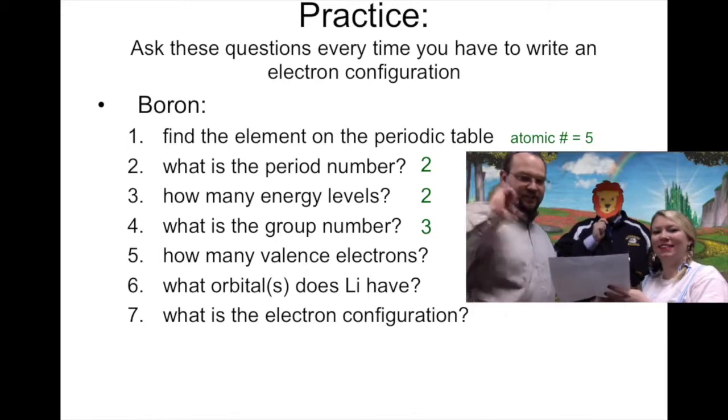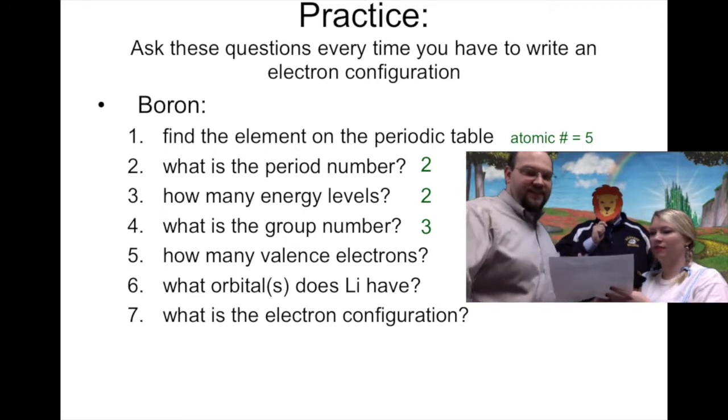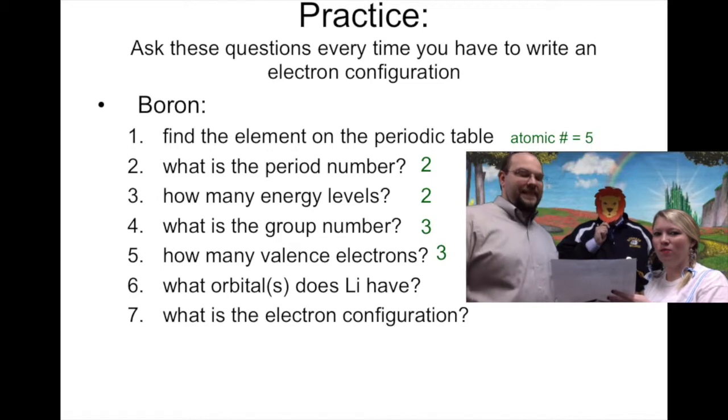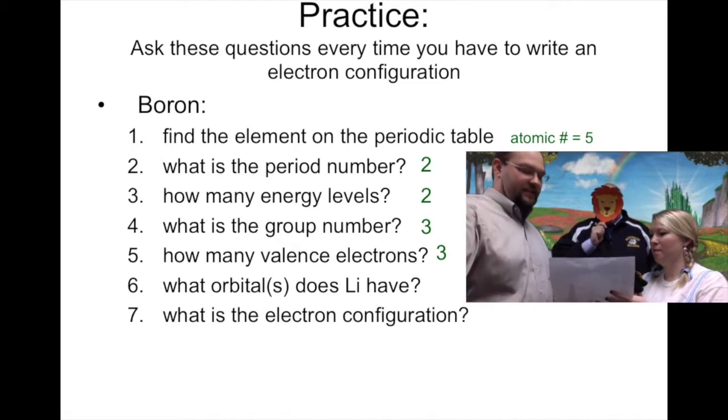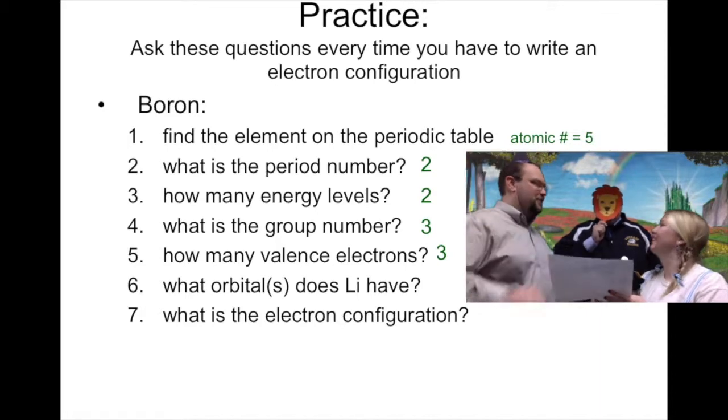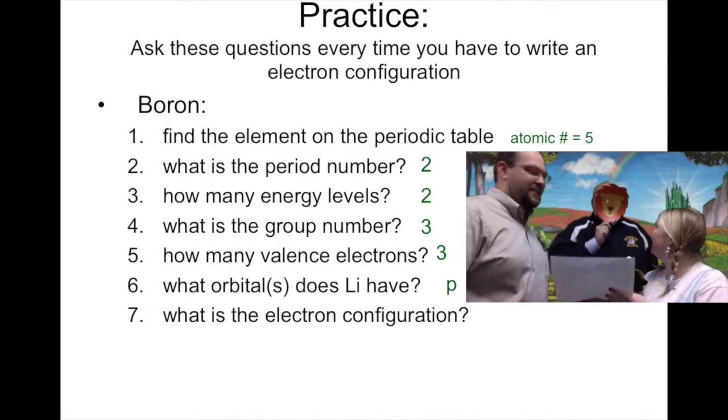All right, so how many valence electrons should it have? 3. Fantastic. All right, what letter orbital is it in? That's way over to the right. Was that P? Ooh, very good, Lion. Very good memory.